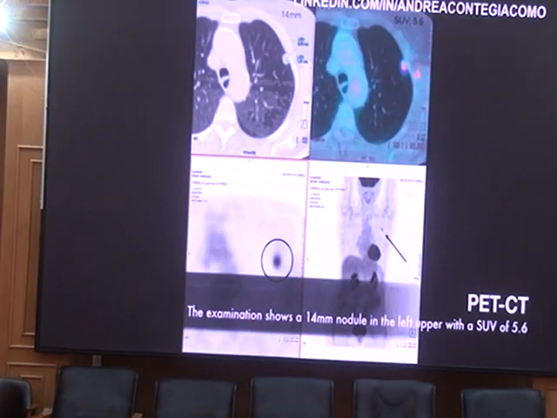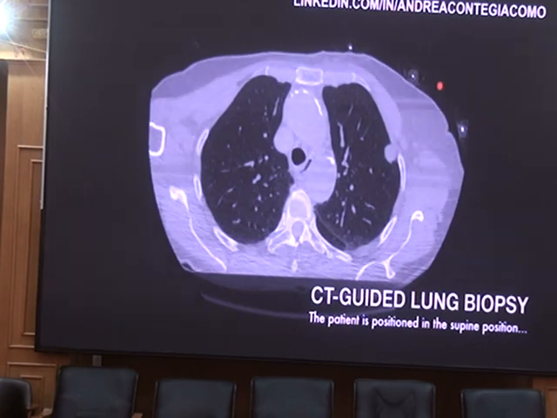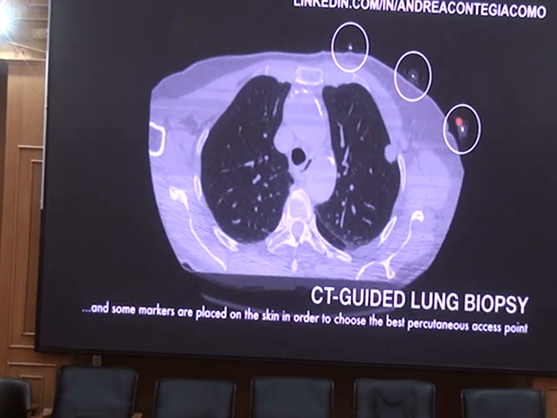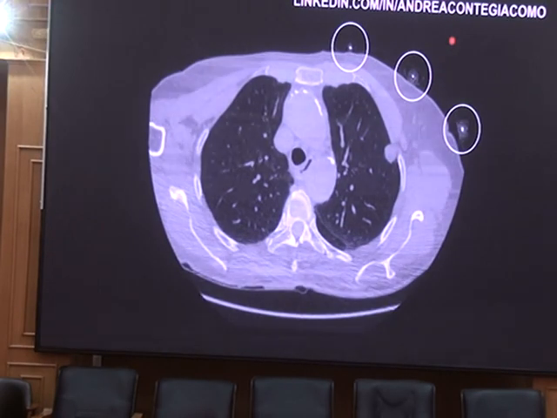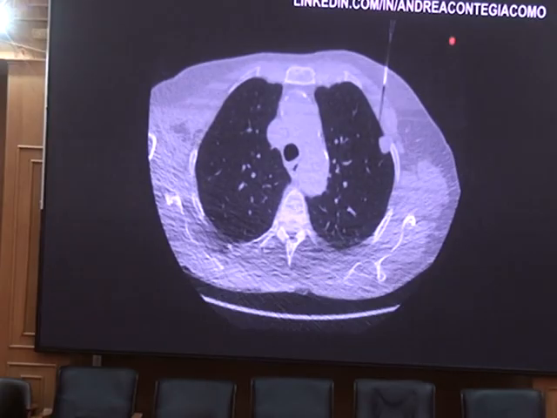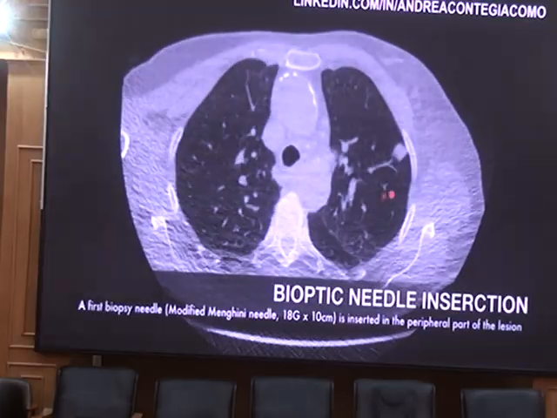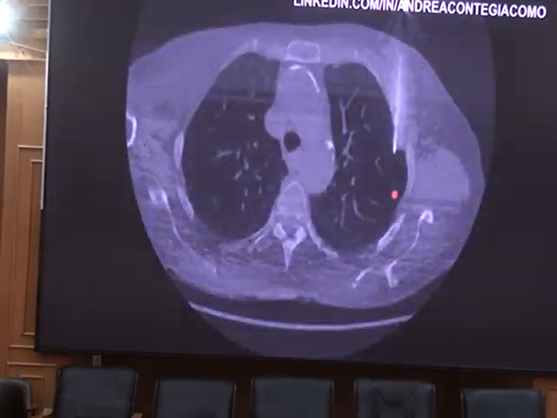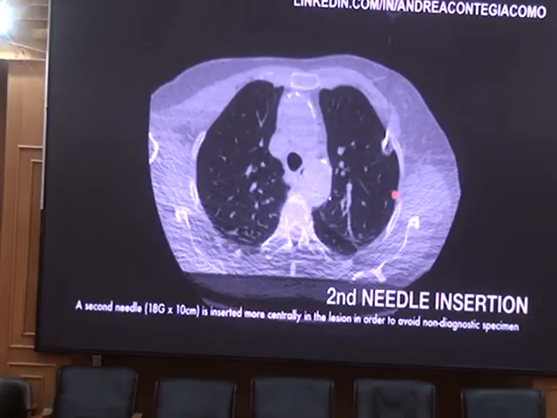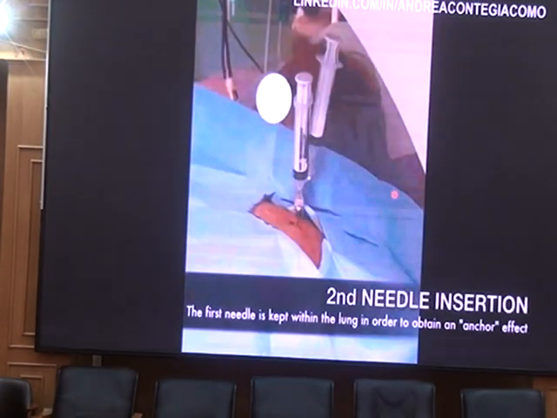In this case, it has an active pulmonary nodule, so we begin with marking the skin to ensure the best route for intervention. Then we use local anesthesia to reduce pain for the patient. After this, the needle is inserted. We notice that the needle is inserted in the lateral portion of the tumor, so we are afraid that it will be non-representative sampling. So we insert another needle in the center of the tumor.